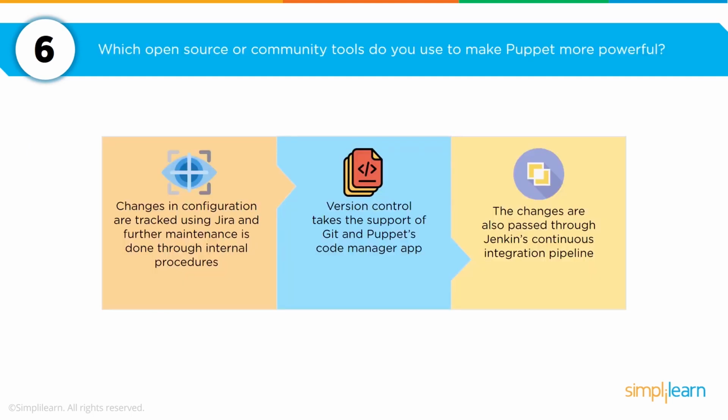Which open source or community tools do you use to make Puppet more powerful? Essentially this question is asking you to look beyond the core foundation of Puppet itself. The 3 options you have are being able to track configurations with Jira, which you should be doing anyway, but it's a great way to clearly communicate the work that's being done with Puppet. Version control can be extended with Git. And then the changes should be passed through Jenkins. So the 3 tools you want to be looking at: integration with Jira, Git, and Jenkins.